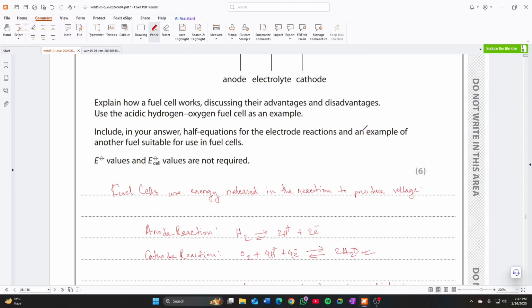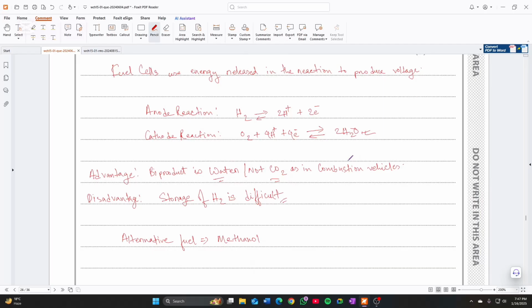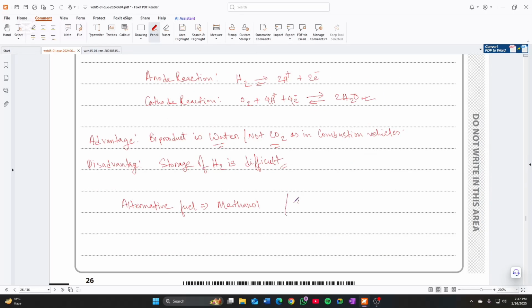And also they asked us to give an example of another fuel suitable for use in fuel cells. So another fuel could be methanol. You can also write ethanol, etc.